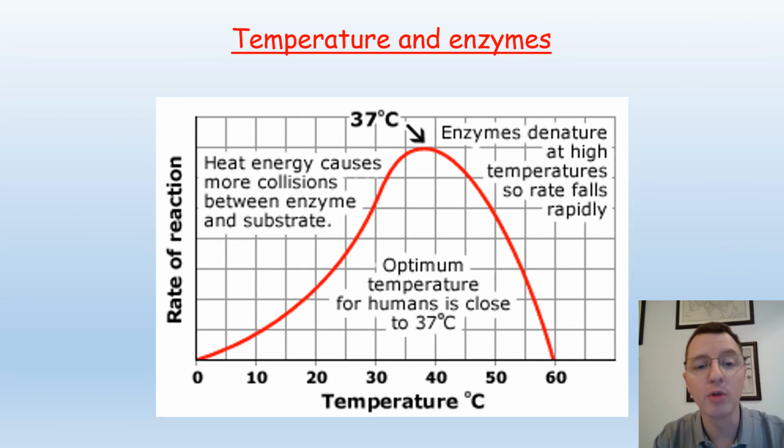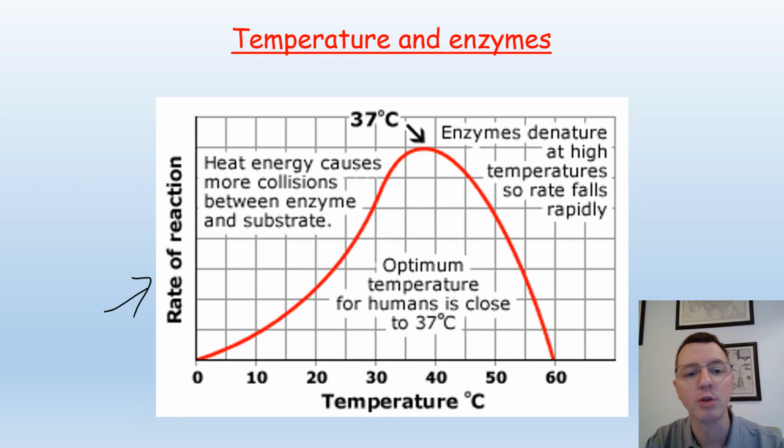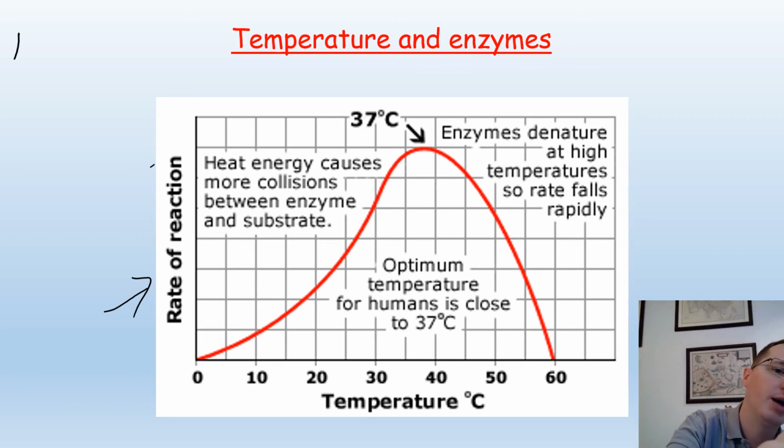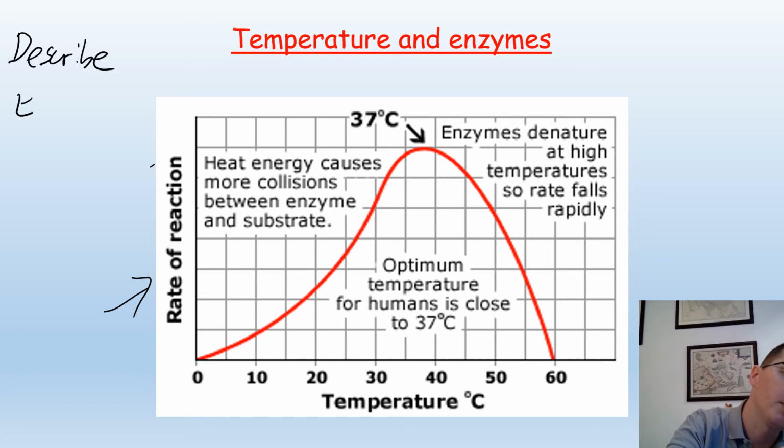So if we take those results that we have from that experiment, we can then use those results to plot a rate of reaction. And you generally get a graph that looks like this. So when you have a graph that looks like this, there's a few key things you will need to be able to do. You must be able to describe the graph and explain the graph.